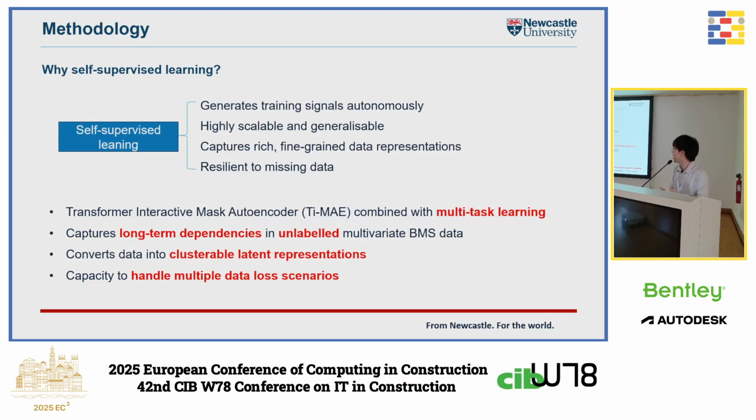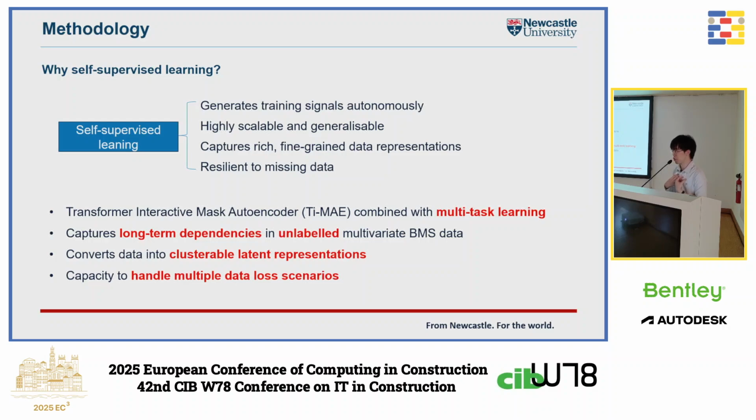So why? Self-supervised learning can generate the training signal itself and doesn't need labeled data. It is highly scalable and generalizable, which could apply to multi-zone scenarios in buildings. It captures rich, fine-grained data representations, and some self-supervised models can also handle missing sensor data.